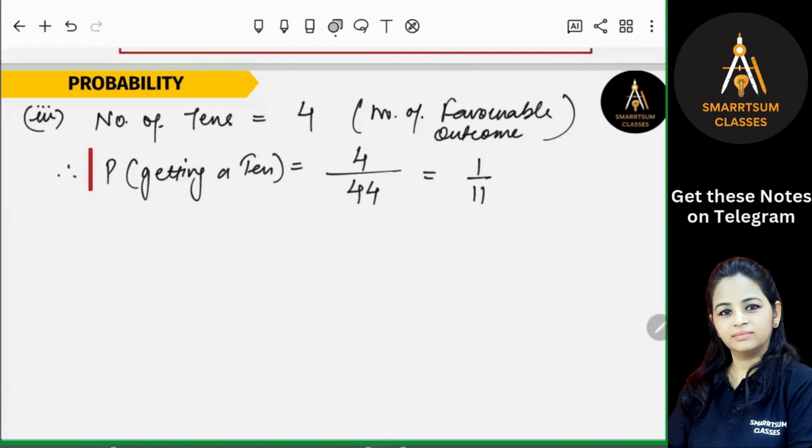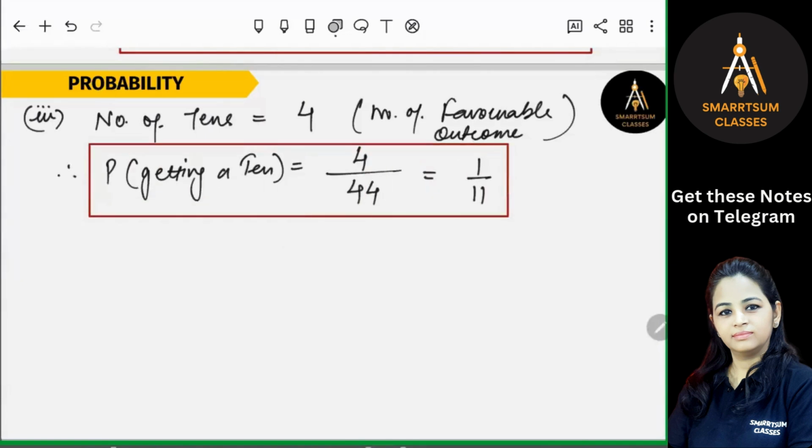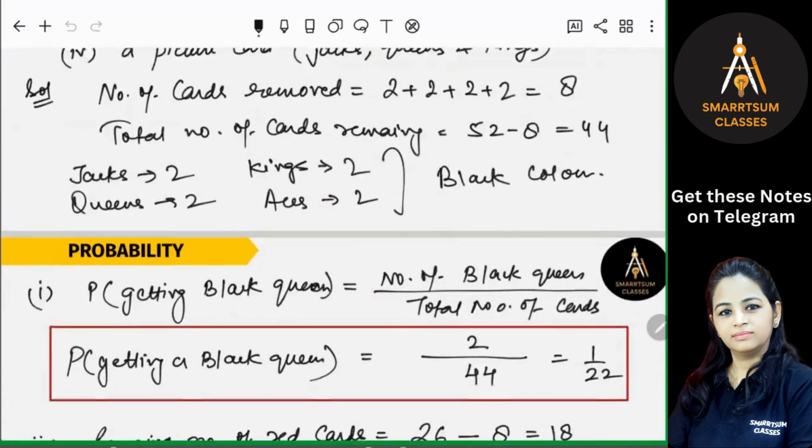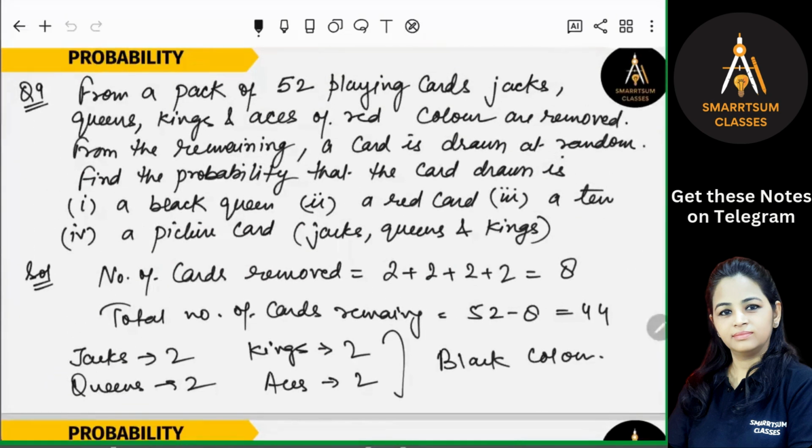Is that clear? So the probability of getting a 10 among these 44 cards when you draw a card at random is 1 by 11. Is that clear? Now, look at the fourth part. What is the fourth part? What do we have to find here? We have to find the probability that when we draw a card, we get a picture card.